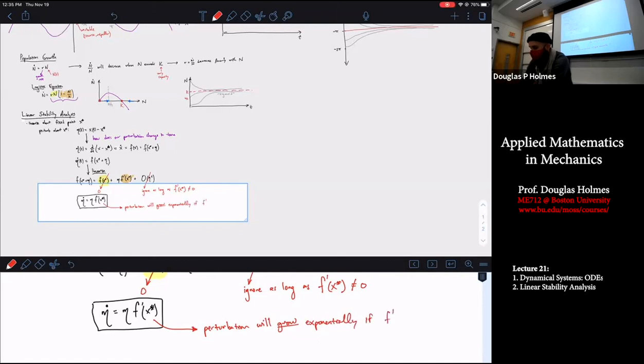if the derivative at the fixed point is positive. This corresponds to an unstable fixed point. And it will decay exponentially if our slope is negative. This corresponds to a stable fixed point.